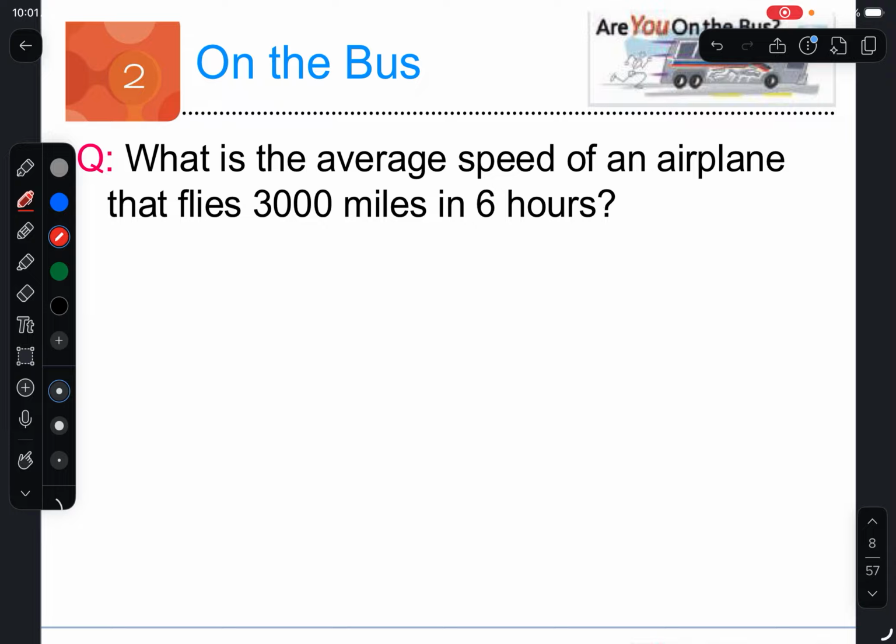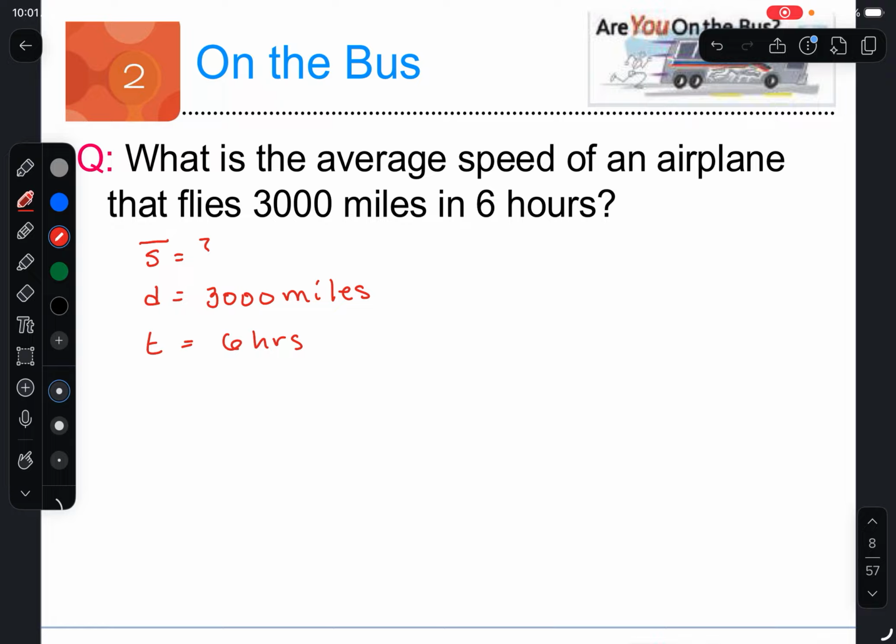So in this one, whenever you're tackling a word problem, you want to make a list of what you're given. So what is the average speed? So we're looking for average speed. So we're going to put average speed equals a question mark. We're given that it flies 3,000 miles, so we know that's our distance. So we write 3,000 miles, and it does so in a time of 6 hours.